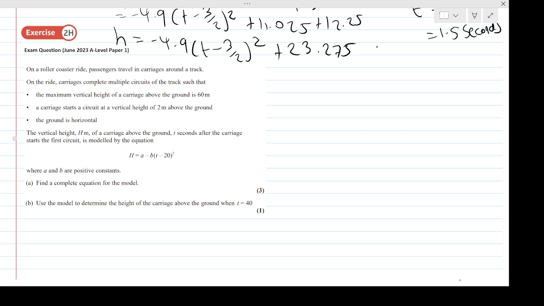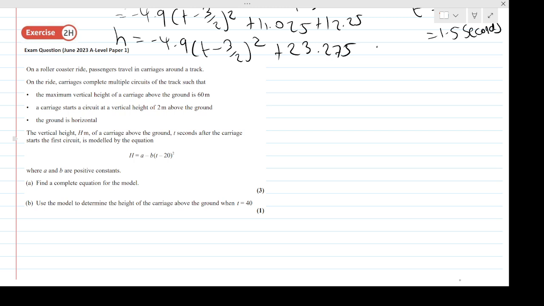Okay, so it tells us in this question, on a roller coaster ride, passengers travel in carriages around a track. On the ride, carriages complete multiple circuits such that the maximum vertical height of the carriage above the ground is 60 meters. The carriage starts a circuit at a vertical height of 2 meters above the ground. The ground is horizontal. The vertical height h of a carriage above the ground, t seconds after the carriage starts the first circuit, is modelled by the equation.